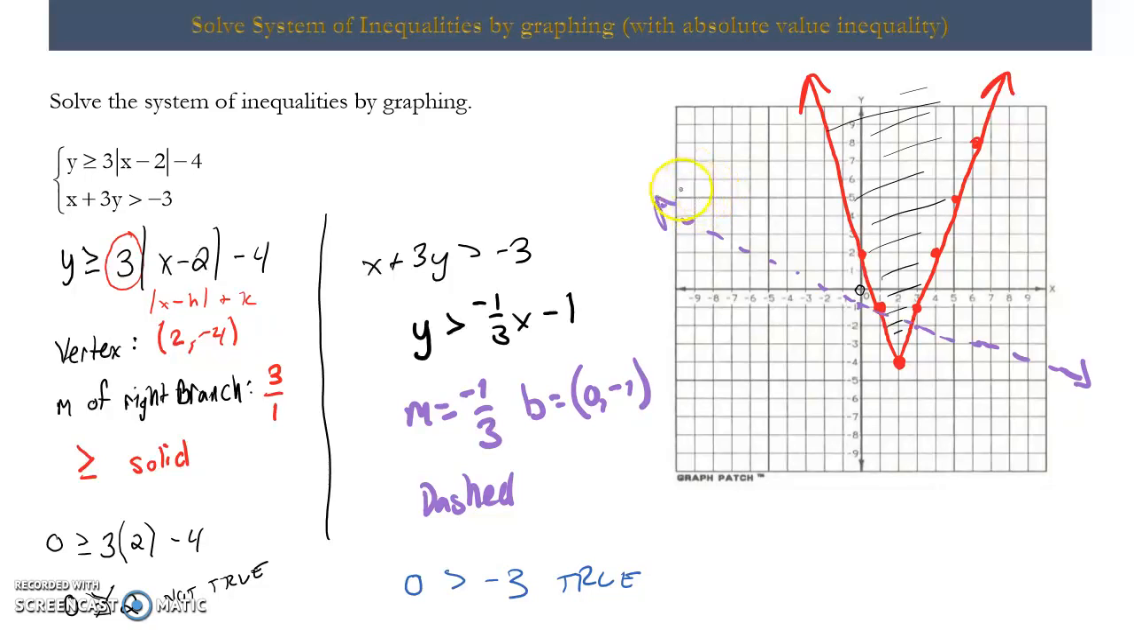So when I graph on this half plane with 0, 0, I hopefully see the solution set is where those two graphs overlap. And that is in between the rays of the absolute value, but still above the line. So the section down here is not included. The solution is just the highlighted area.